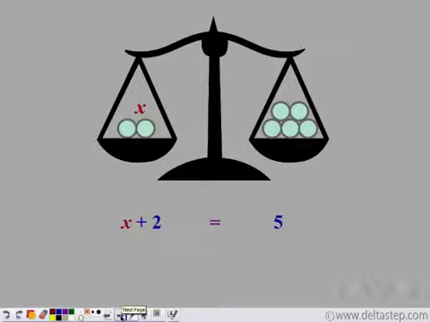Now, this is our scale with x and 2 balls on one side and 5 balls on the other side. Now, what will happen if I add a ball here and a ball here? That is, if I add a ball on both the sides of the scale, one ball on this side and one ball on this side, the scale will remain balanced because we have added a ball on each side of the scale. So, if we add equal number of balls on both the sides, the scale remains balanced.